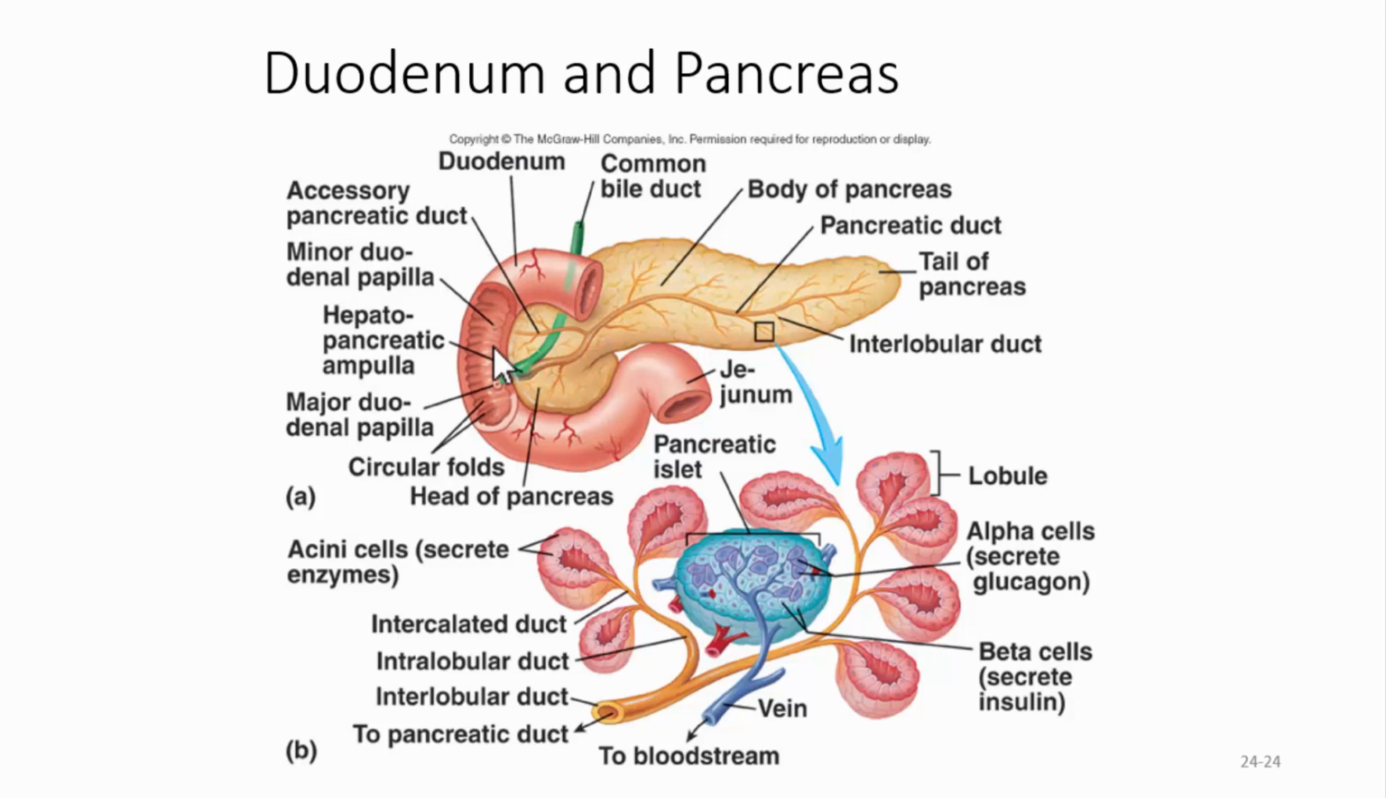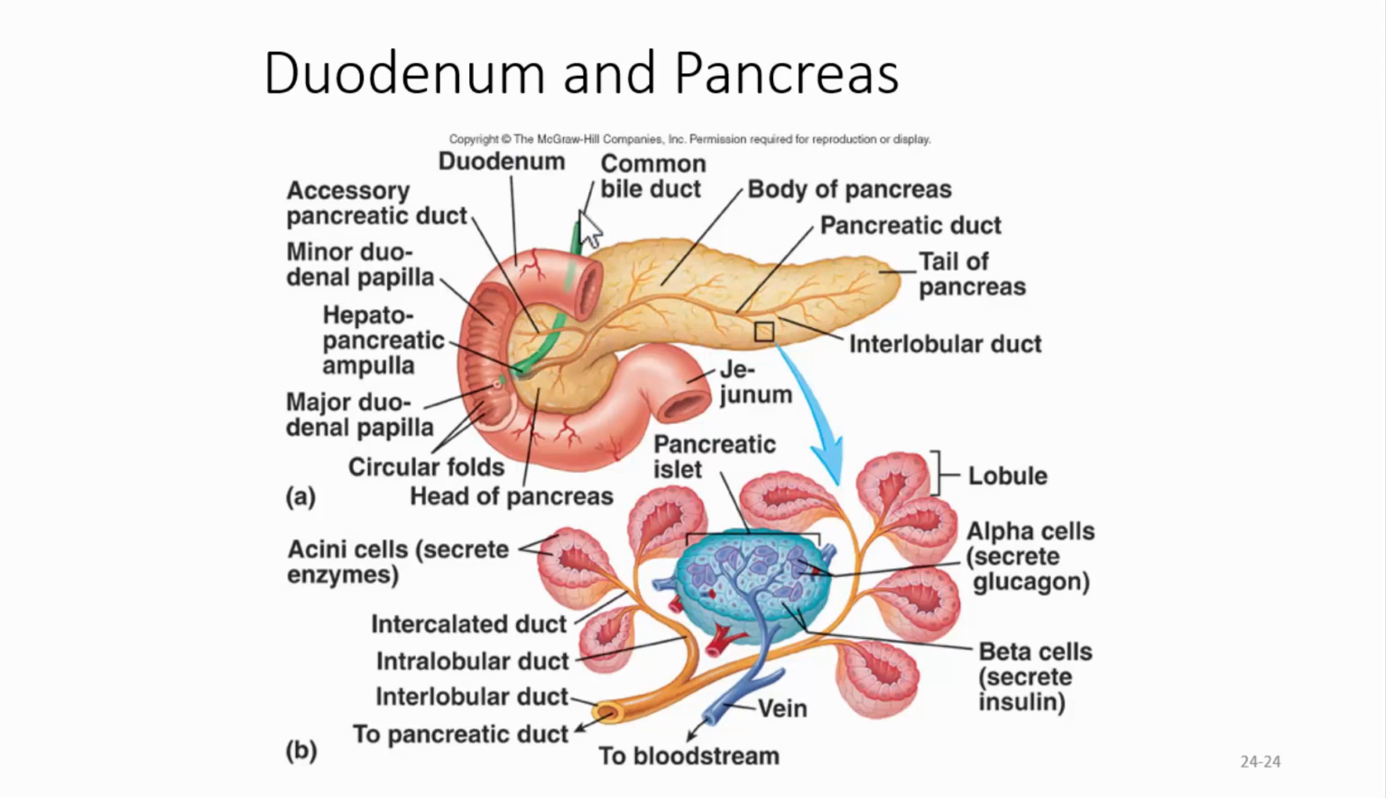And if we run a scope through there, we'll see a little bump there. And that's the major duodenal papilla. Okay, so major duodenal papilla. And then there's a little sphincter right there that controls when bile or the digestive enzymes from the pancreas are going to be released into the duodenum, and that is called the sphincter of Oddi, ODI. So sphincter of Oddi.